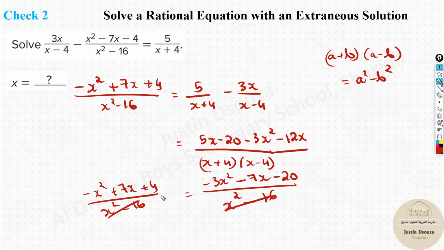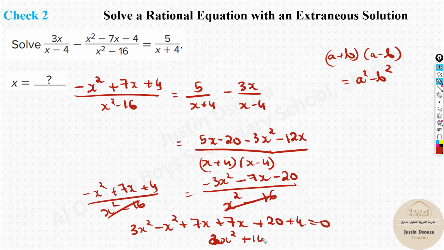What I'll do is I'll take all this to the left side. So it'll be 3x squared minus x squared plus 7x plus 7x plus 20 and plus 4, that is equal to 0. You're remaining with 3x squared. Sorry, it's 2x squared over here. Why? Because 3 minus 1 is 2. 2x squared plus 14x plus 24 equals 0. So that is the answer.